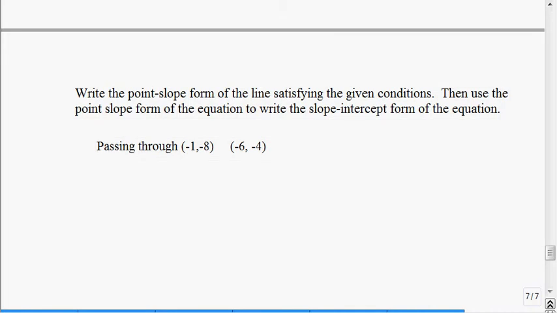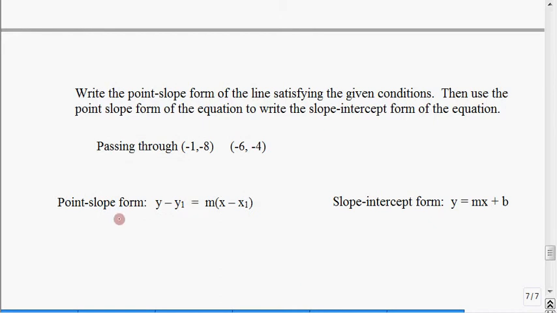All right, it says to write the point-slope form of the line satisfying the given conditions, and then use the point-slope form that we just found to write the slope-intercept form of the equation. So what are these two forms they're talking about? Well, the point-slope is y minus y1 is equal to m times x minus x1. We say, x sub 1 and y sub 1. The slope-intercept is y equals mx plus b.